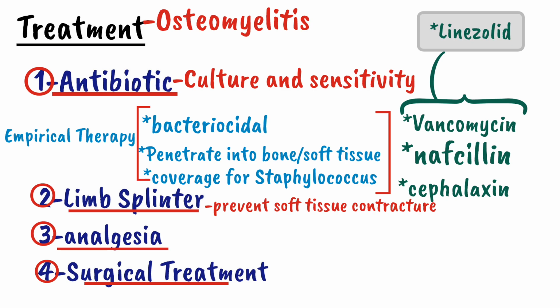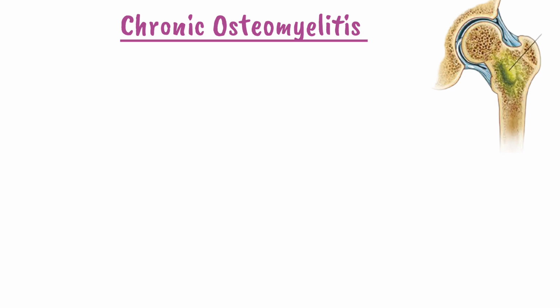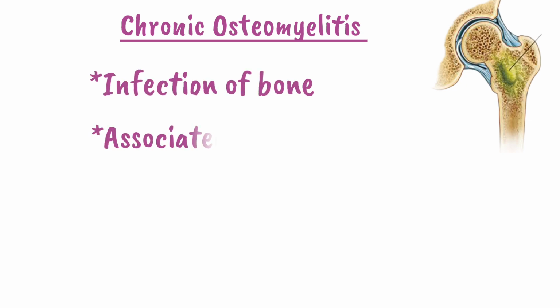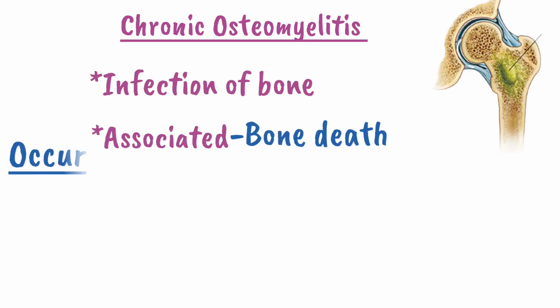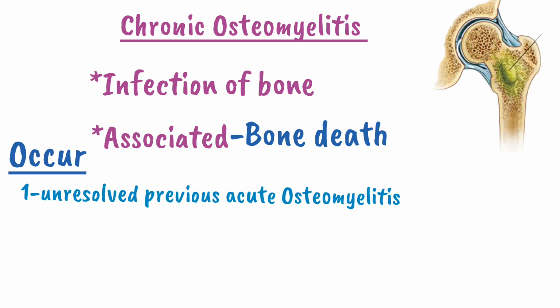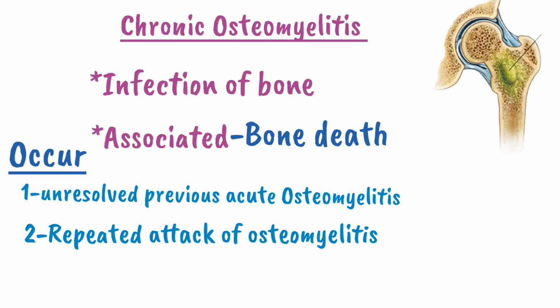The surgical treatment is usually performed for chronic osteomyelitis. So now we will study chronic osteomyelitis briefly, and after that we will study the management plan for how we treat chronic osteomyelitis. So what is chronic osteomyelitis? Chronic osteomyelitis is infection of bone associated with bone death, and it occurs due to unresolved previous acute osteomyelitis or due to repeated attacks of osteomyelitis, which will result in dead bone.